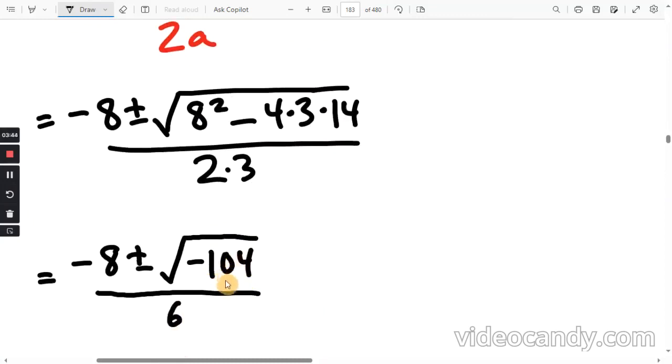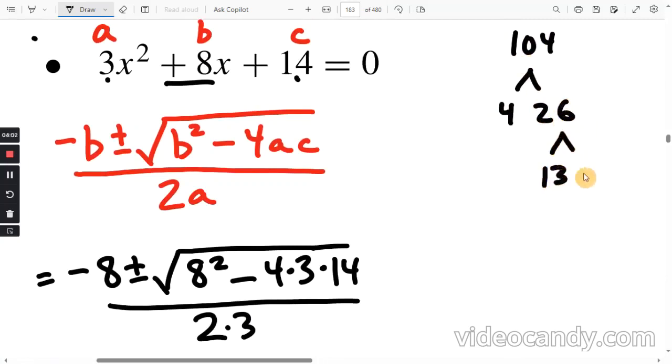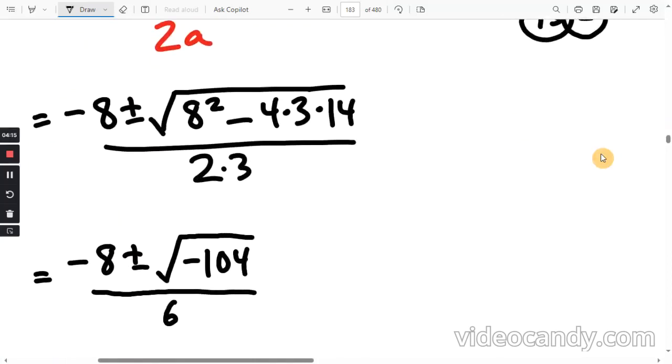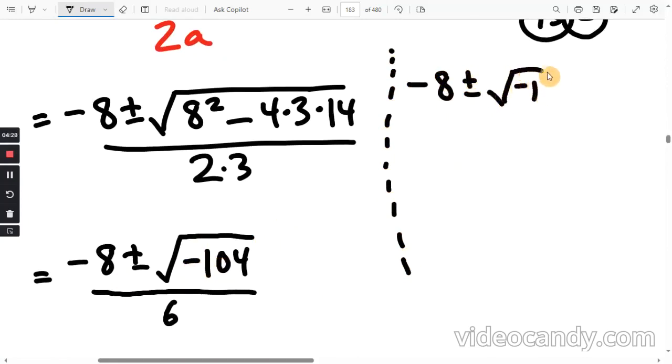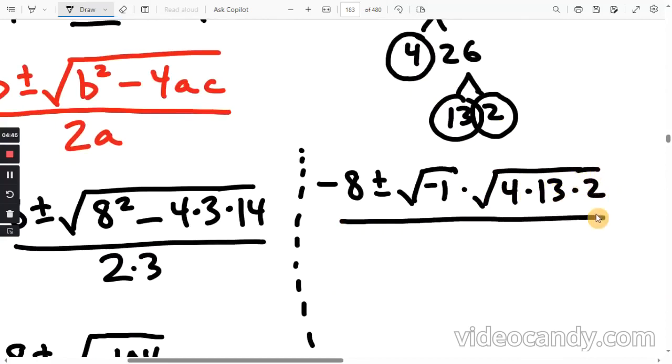All right, let's break up 104, write out the factors for it. I'll do it up top here. 104, that's definitely divisible by 4. That would be 26. And then breaking up 26, you would have 13 and 2, and those are both primes. 4 is not a prime, but I can do the square root of 4 pretty easily. All right, let's see. We have negative 8 plus minus, and for the square root of negative 104, I'm going to factor out the square root of negative 1. And the square root of 104 is the equivalent of the square root of 4 times 13 times 2. All right, and that whole thing is still divided by 6.